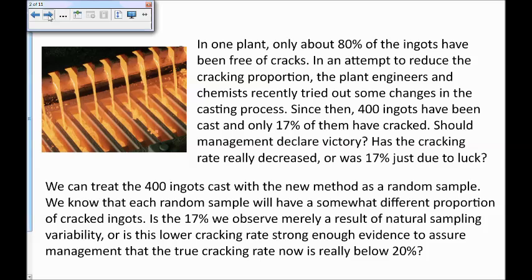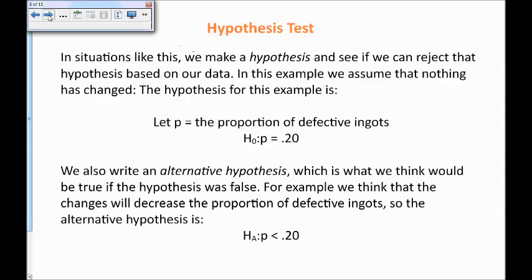Okay, these questions happen all the time, where we say, is this percent this, or has it changed since then? And in questions like this, it is really good to do a hypothesis test. In a hypothesis test, we make a hypothesis and then see if we can reject that hypothesis based on our data. So in this example, we will assume that nothing has changed, that the proportion of defective ingots is still 20%, and we will ask ourselves, based on this sample of 400, is that enough evidence for us to conclude that this hypothesis is not true?